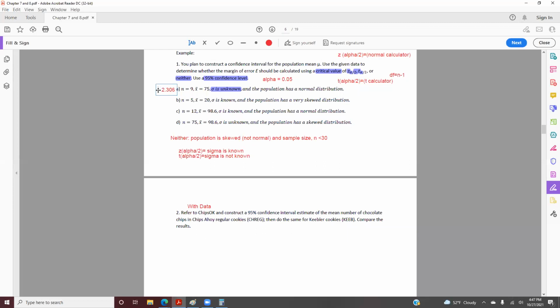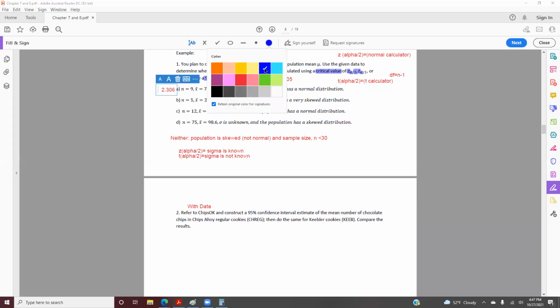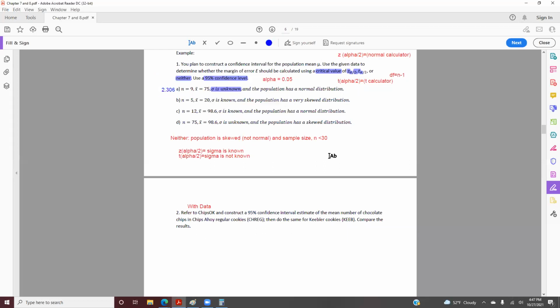Anyone? Why do you say it's Z? Because sigma is known. Okay, but do not forget to check the neither condition. Make sure you check, okay. As I said, you have to check this one first before you go on, right? Do you check this condition first?